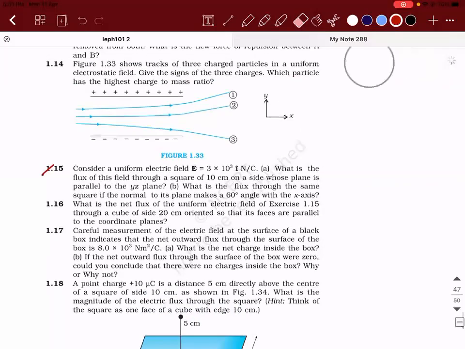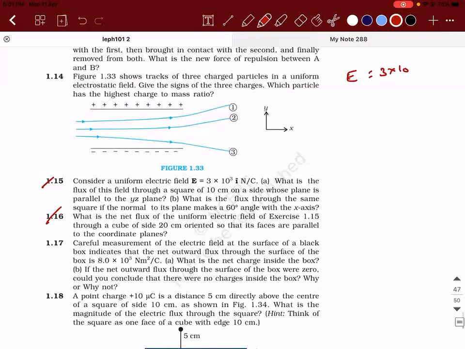So if you look at the 16th question, what are they trying to tell us? What is the net flux of the uniform electric field in exercise 1.15? That is the previous problem, so the electric field is still the same: 3 × 10^3 i cap, through a cube of side 20 centimeters, oriented so its faces are parallel to the coordinate planes.